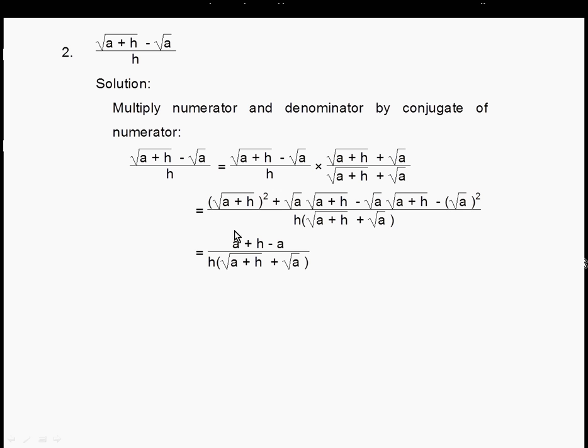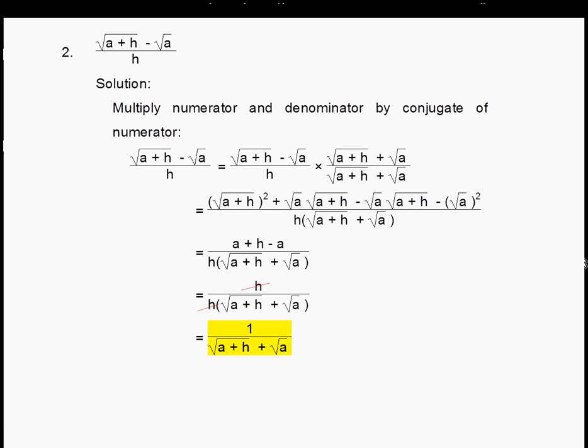So my numerator becomes a plus h minus a. A minus a is 0. So I'm left with just h. And now notice, I can cancel the h's. If I distribute the h, I might not see that. So the h's cancel, leaving me 1 over square root of a plus h plus square root of a. And there's your final answer. You can now see why it's better not to distribute. You need factors in order to cancel.